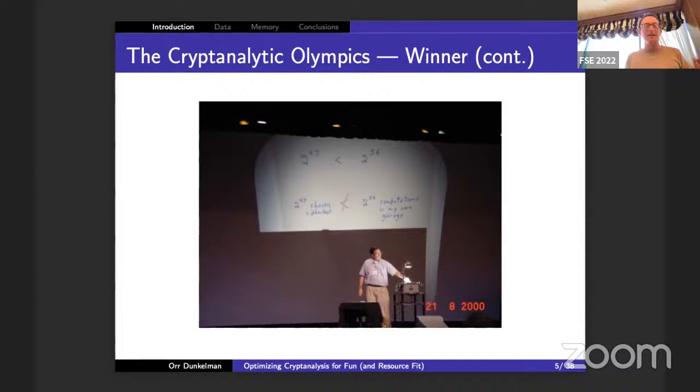However, his claim, which I think is quite correct, is that 2^56 time complexity in my own garage is significantly better than collecting 2^47 chosen plaintexts for differential cryptanalysis. So if you think of DES, the Data Encryption Standard, you can either break it using exhaustive key search or using differential cryptanalysis or linear cryptanalysis or any of the other techniques around, but they demand a huge amount of data.